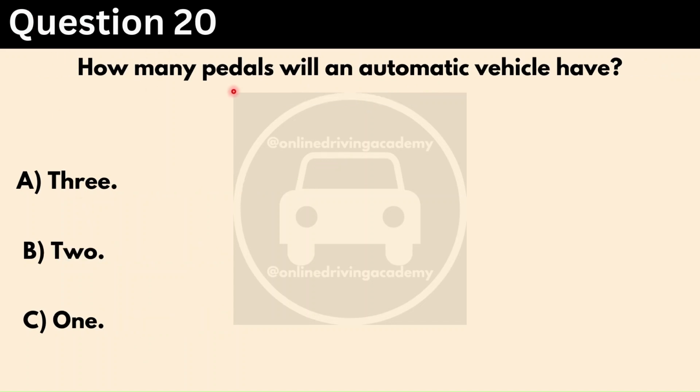Question 20. How many pedals does an automatic vehicle have? Is it option A, 3? Is it option B, 2? Or is it option C, 1? Now remember, an automatic vehicle will not have a clutch pedal. Therefore, there will only be 2 pedals. Your answer here would be option B.